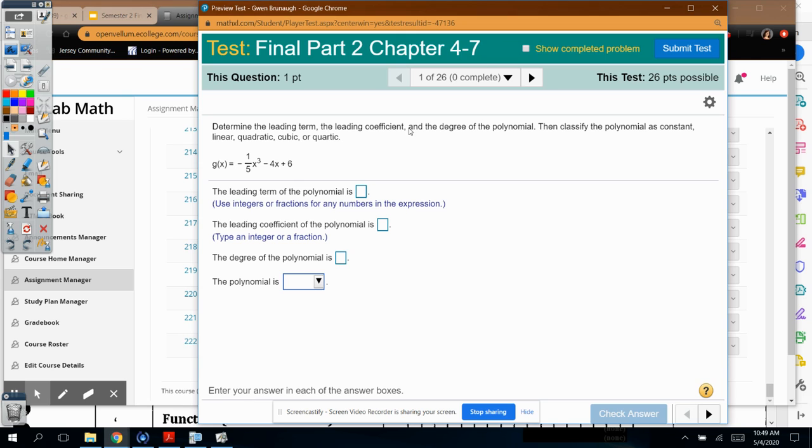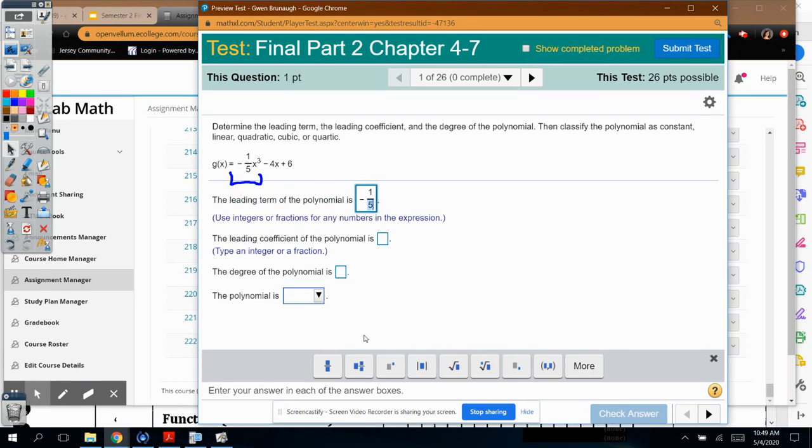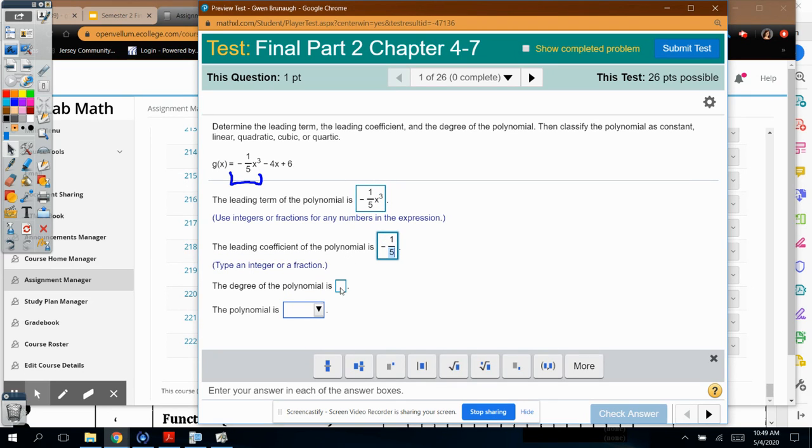All right, let's finish up this final. Okay, here we go. We're gonna determine all this. This is all vocab. The leading term is the entire first term that has the highest degree. So it's -1/5, and then I have x to the third for me. The leading coefficient is just the number. So it's a -1/5. The degree is the highest exponent.